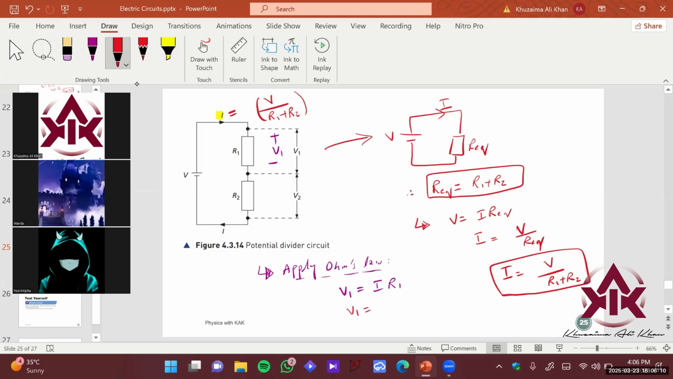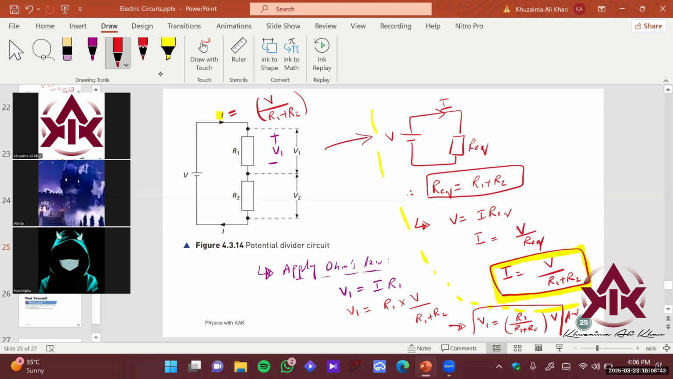So my V1 is going to be, my I is this. So now just put in the expression over here, you get R1 times V over R1 plus R2. Okay. So if you simplify this further, you get the relation that V1 is simply R1 upon R1 plus R2 times V, right?